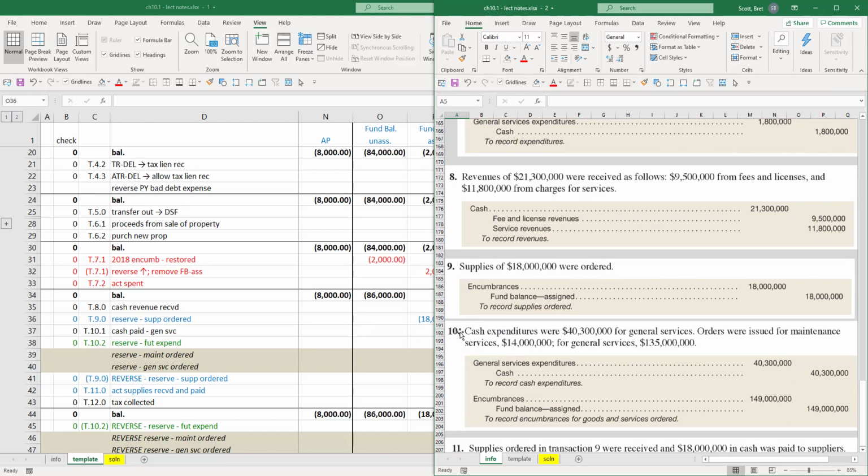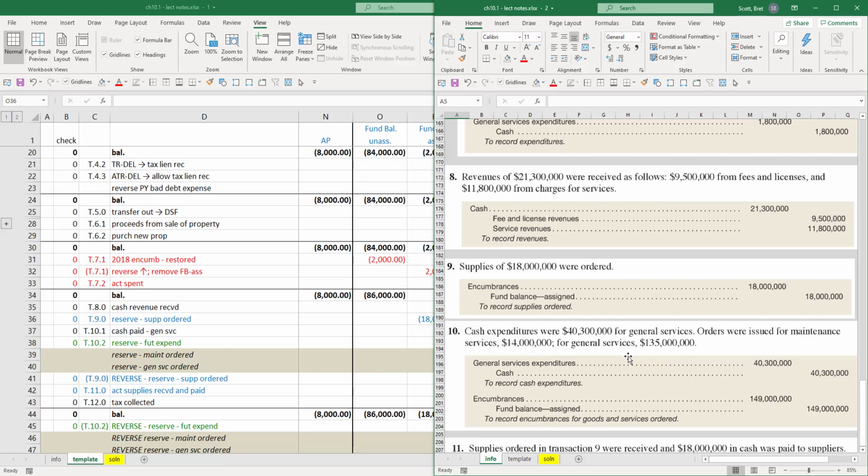Now, let's move on to transaction 10. We'll get to the other supplies later. Cash expenditures were $40.3 million for general services. Orders were issued for maintenance services of 14 and for general services of 135. Okay, so we have to be very careful here because if we submit an order for stuff that we want, that we're going to consume, have we actually paid for anything yet? No.